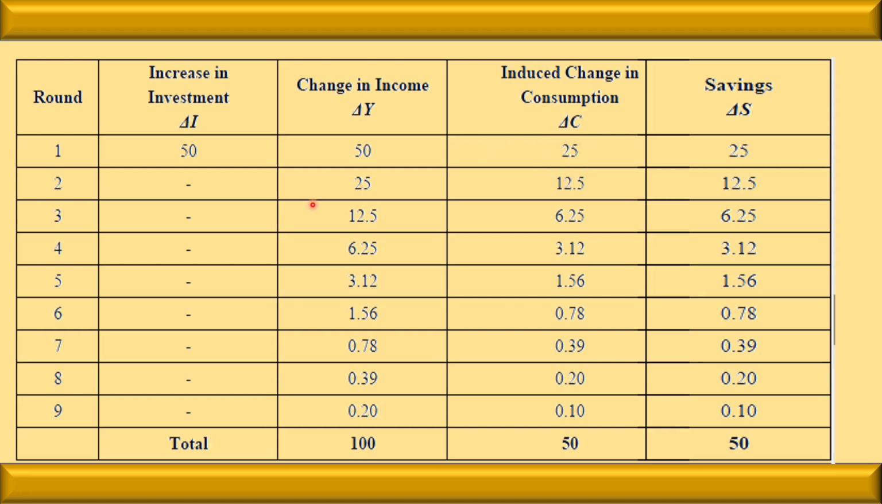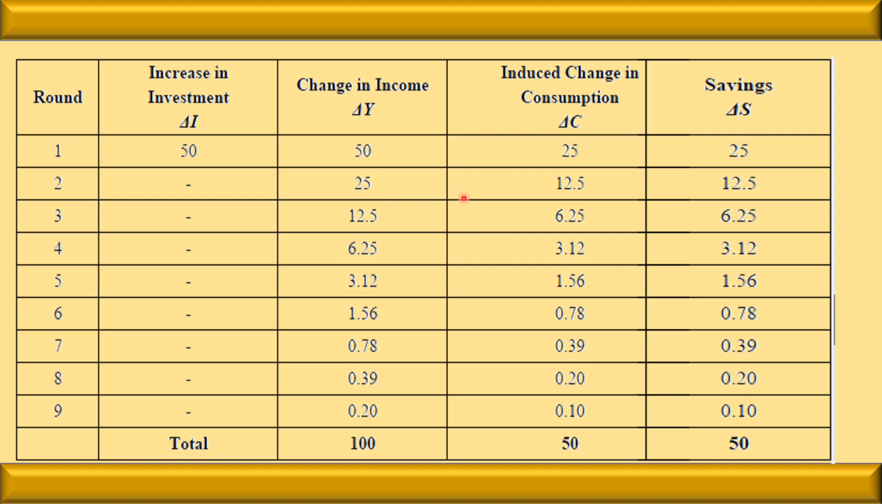Suppose they have decided to consume 25 crore on TV. So in the second round, that is round 2, this consumption will be the income of the workers in the TV industry. So here we have seen a change in income. It means in the second round, the income increased by 25 crore.